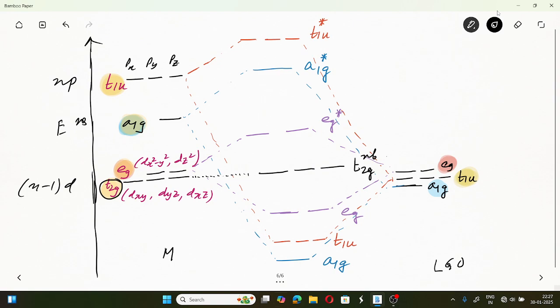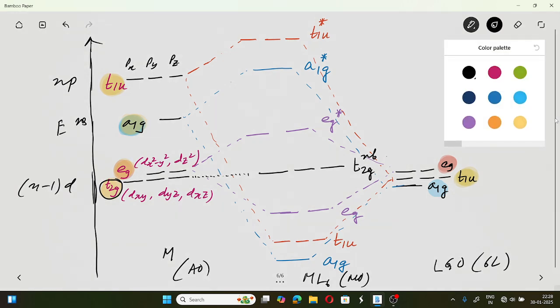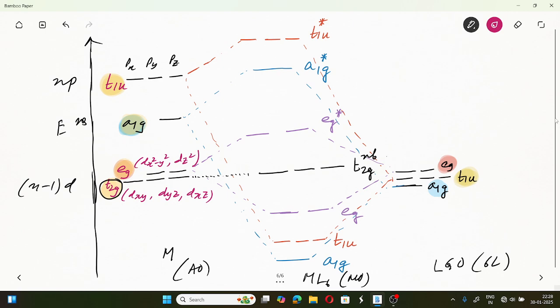So this is the LGO we are constructing for the six ligands, this is ML6, this is the molecular orbital energy level diagram. Now try to understand, each of the ligands donate a pair of electrons. So there are 6 orbitals, and each of these 6 orbitals will contain a pair of electrons.